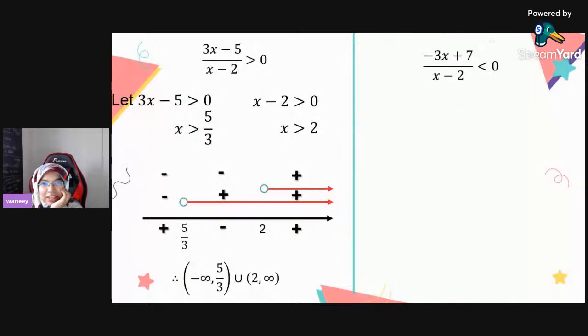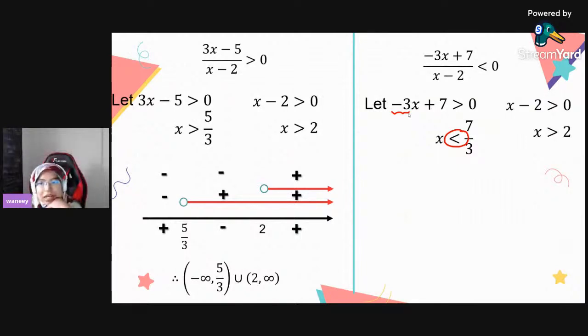Focus again. Right, so now take our numerator to be greater than 0. So negative 3x plus 7 greater than 0. So x will be less than 7 over 3. Don't forget that you have to flip the inequality sign because you are dividing by negative 3. And then x minus 2 greater than 0, x will be greater than 2.